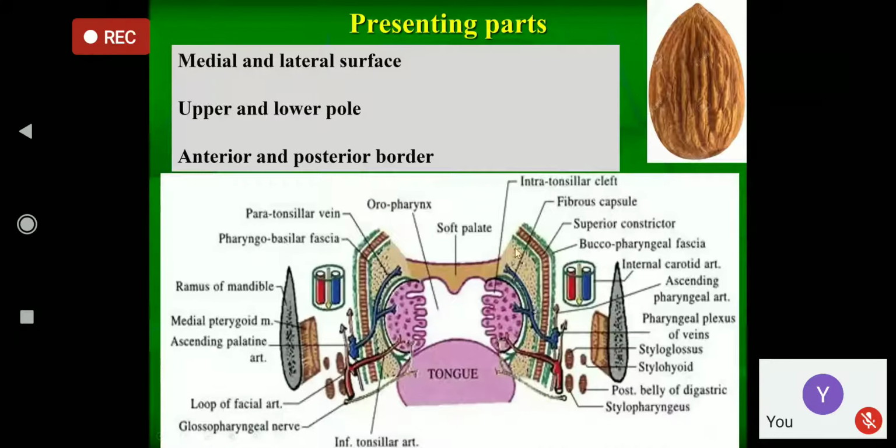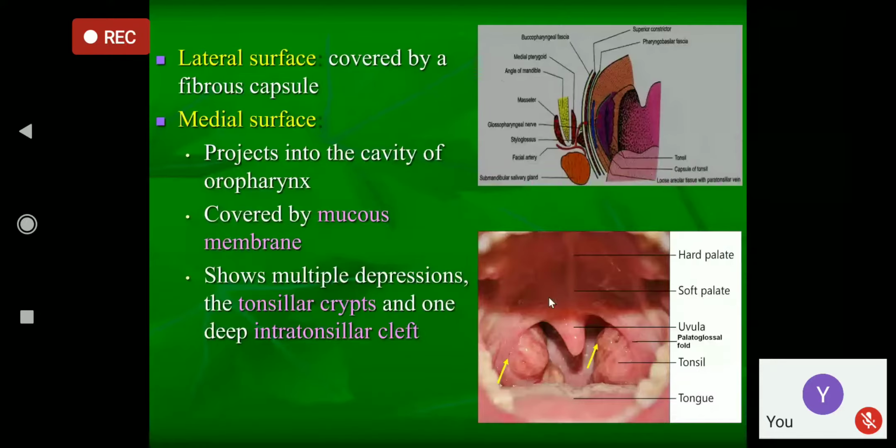Outside the fibrous tissue, can you see the green color line? This one is known as the pharyngobasilar fascia. Now outside this, what is there? We have the superior constrictor muscle. Outside that we have the buccopharyngeal fascia. These are the structures present on the lateral surface. You don't need to remember all of those.